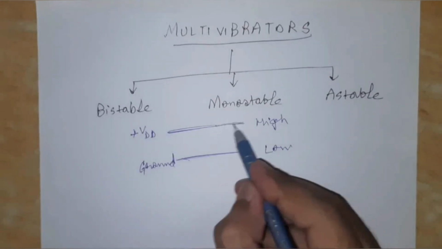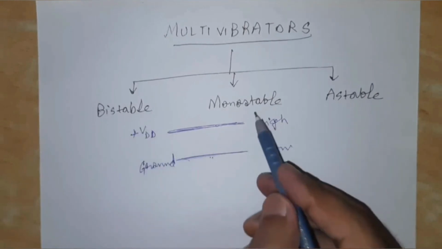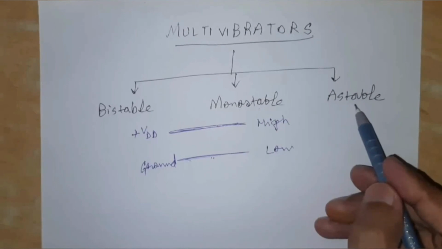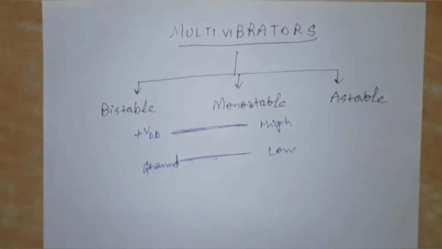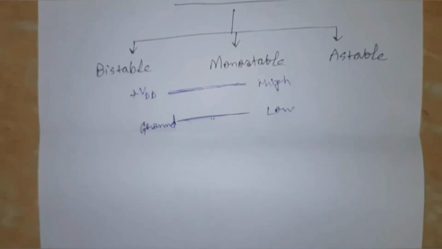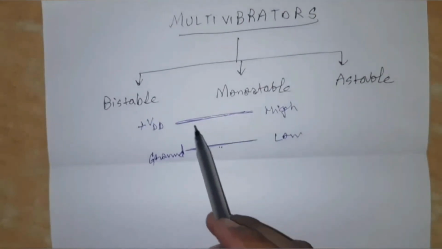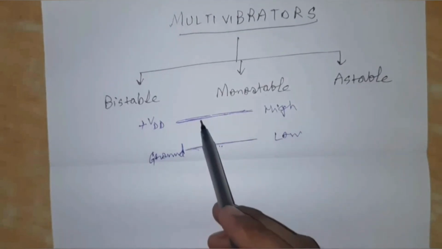So these two would be the states, and for bistable both would be the stable state. For monostable only one of these would be a stable state, and for astable multivibrator none of these would be the stable states. Now quickly let's get started with the brief description. Bistable multivibrator. The output stays initially, let us suppose, in this high stable state.